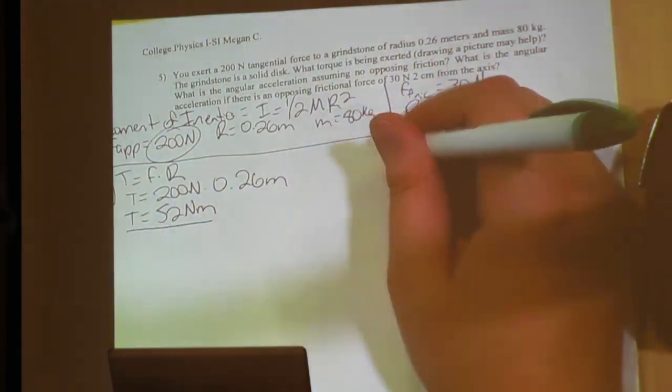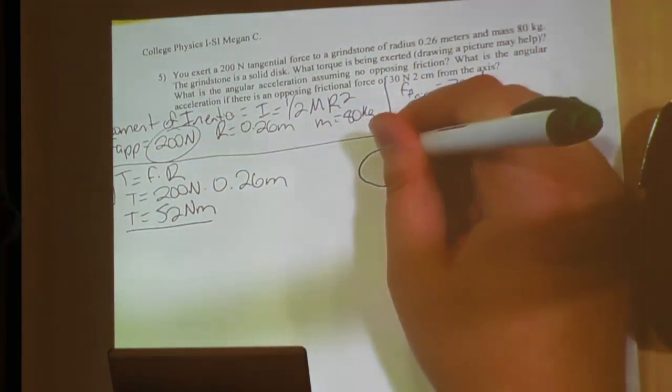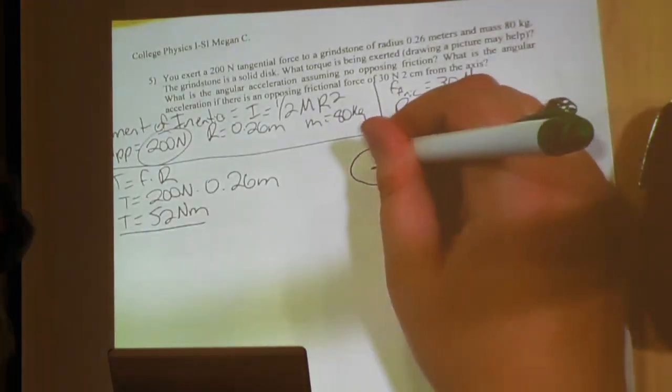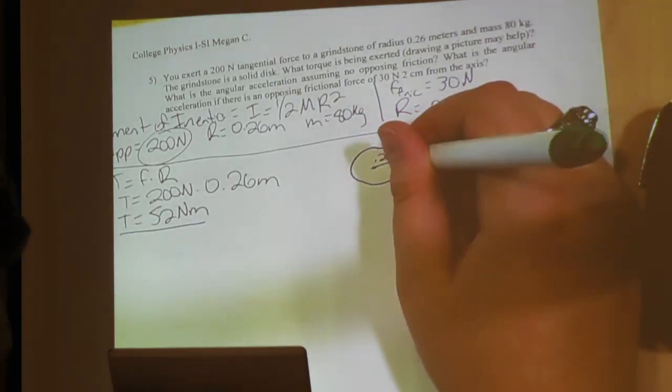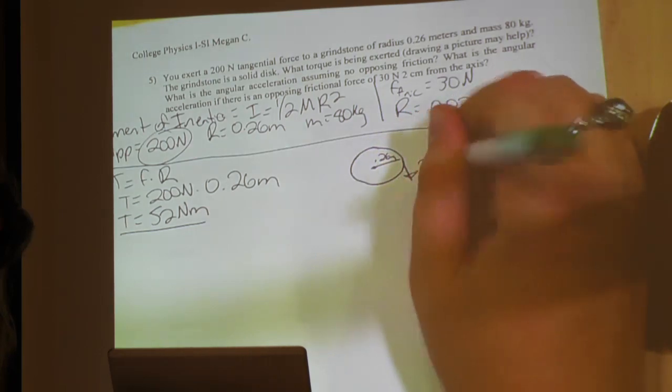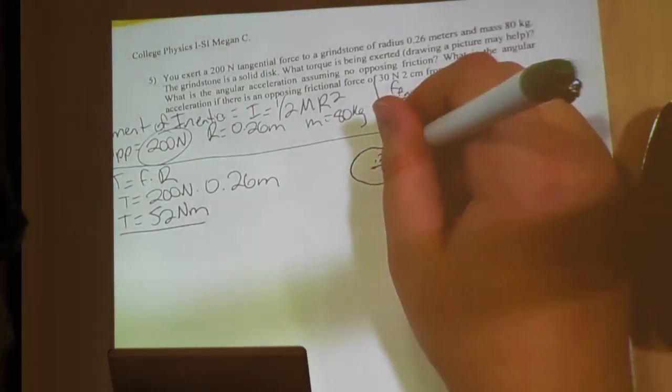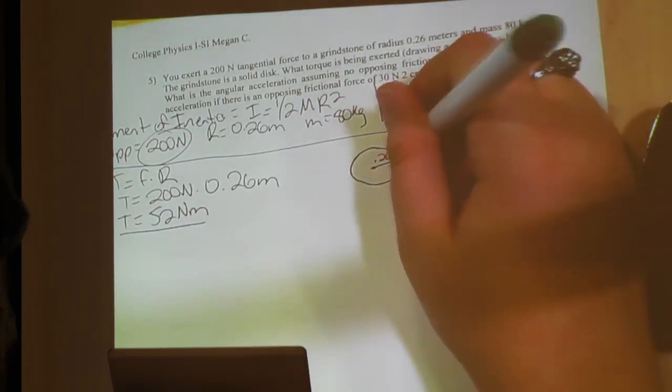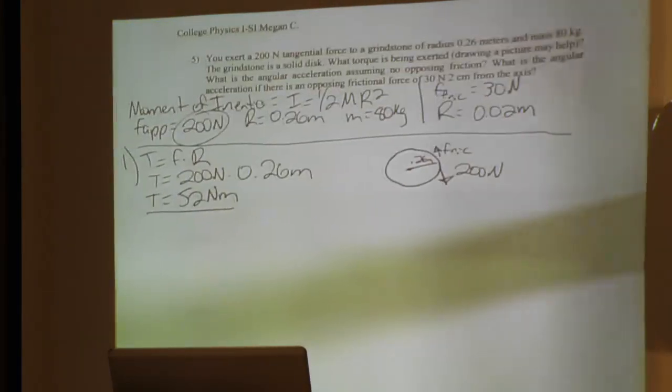Right? And also if you wanted a picture, remember, this is your grindstone. That's not a circle, but we're going to pretend that's a circle. And we have a radius of 0.26 meters. And then we have an applied force of 200 newtons. And then the force of friction is going to be acting in the opposite direction, right? Should be a pretty easy little sketch.